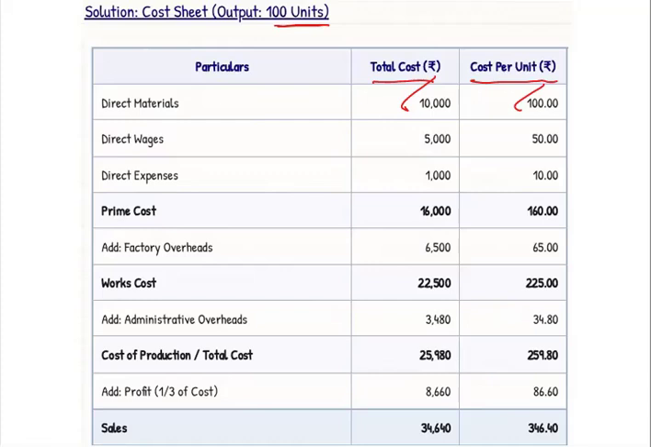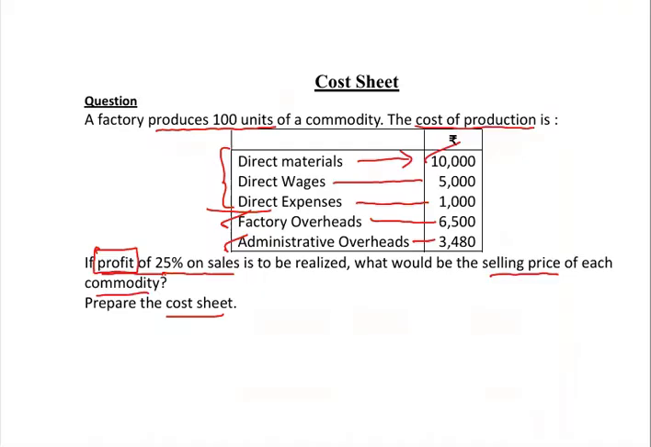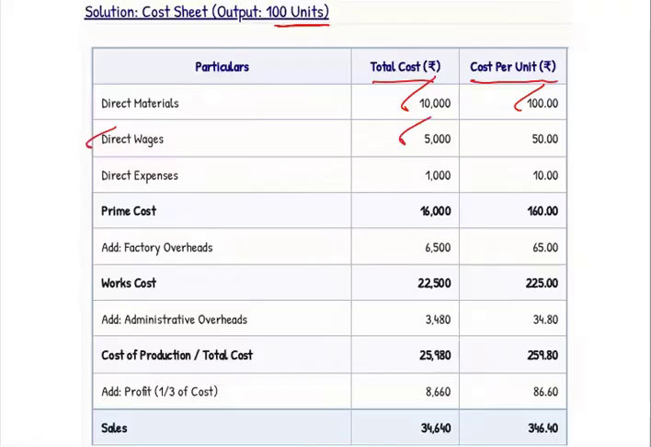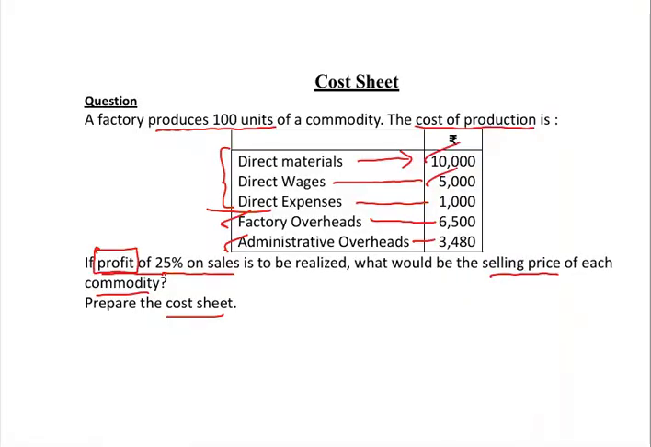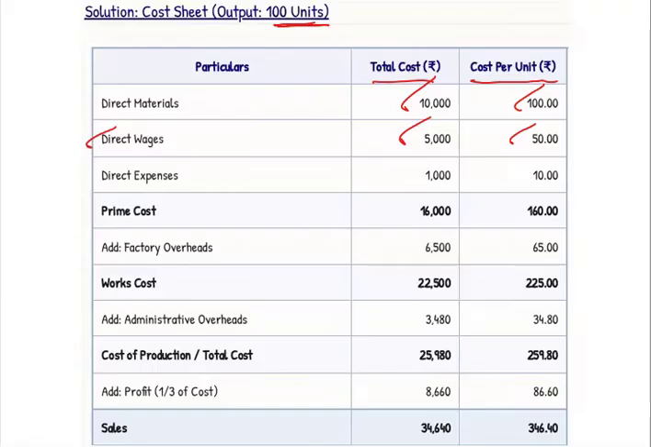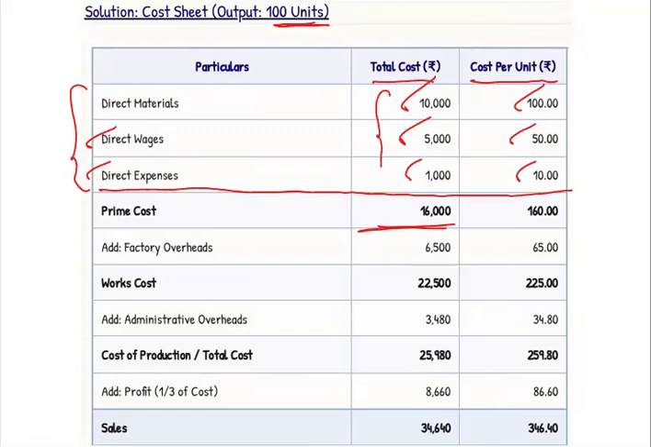Next is direct wages. The amount of direct wages is 5,000, which is written here. By dividing by 100 units, we will get the cost per unit 50. Next information is direct expenses, that is 1000. The cost per unit will be 10. Adding these three figures, we will get the prime cost, that is 16,000. By adding 10,000 plus 5,000 plus 1,000, that is 16,000.